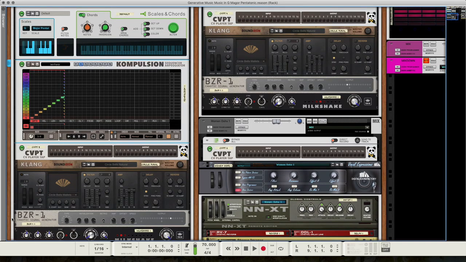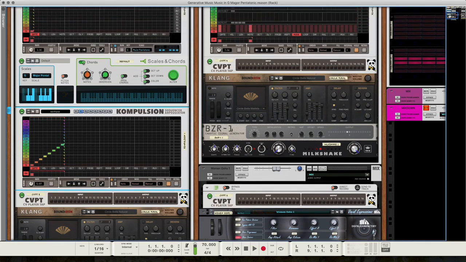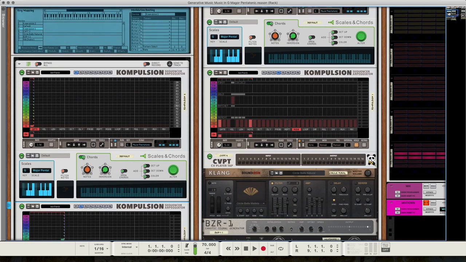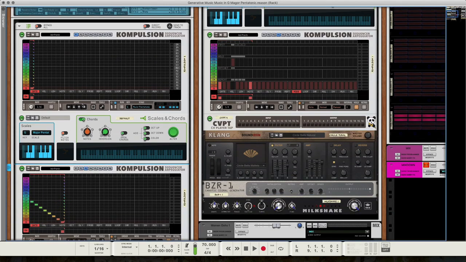Okay, so what's happening is that this Circle Bells Natural, you can see here, is being triggered basically by this whole sort of sequencer and arpeggiator combo. So it sounds like this.